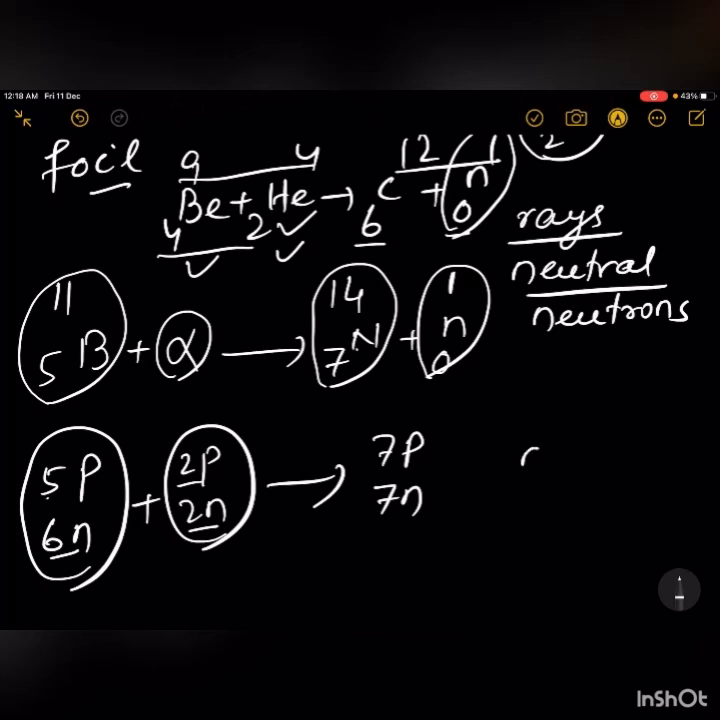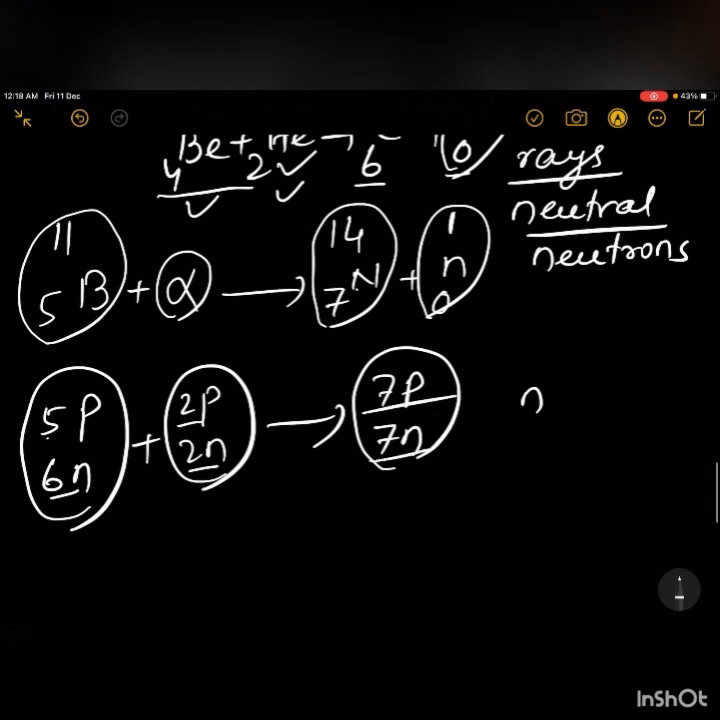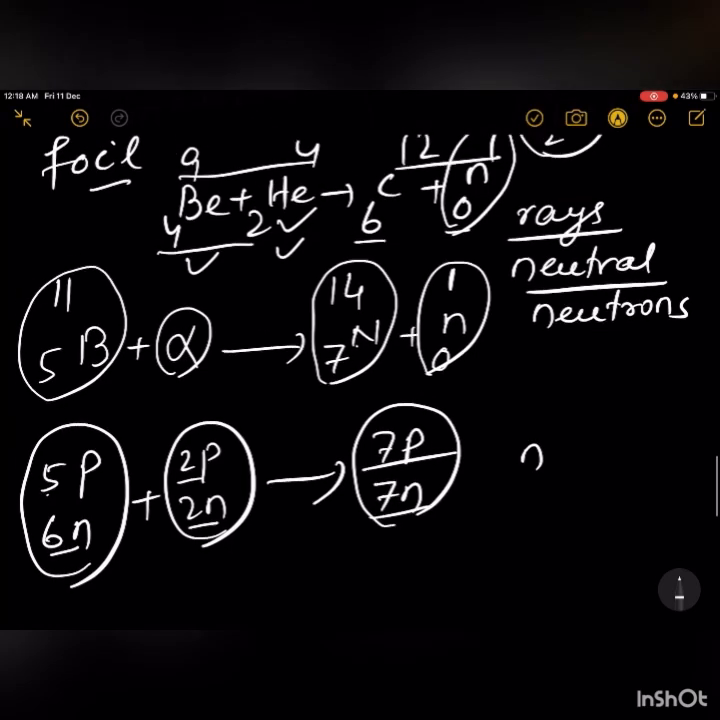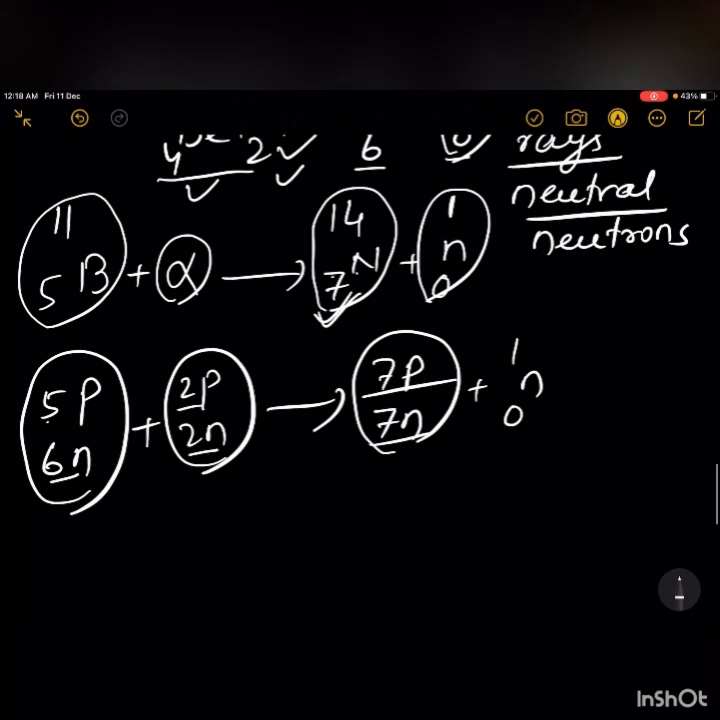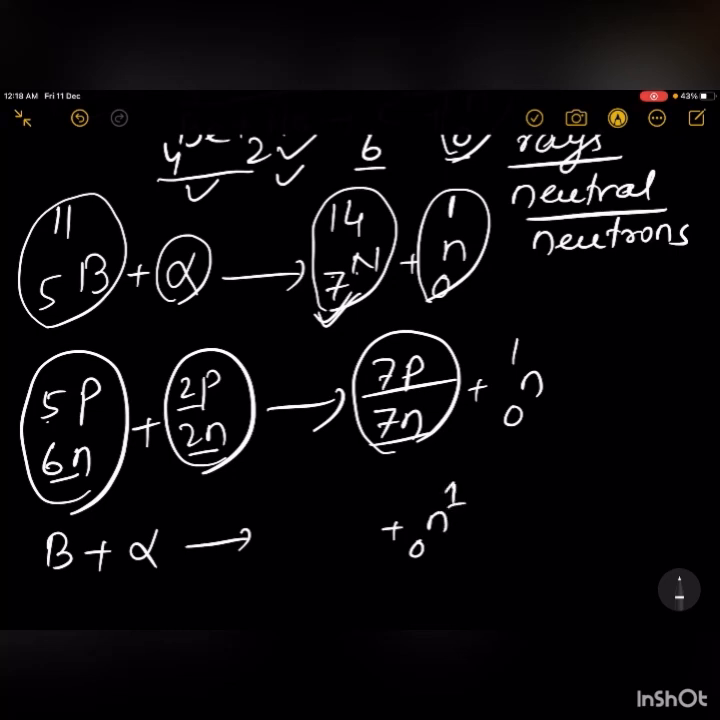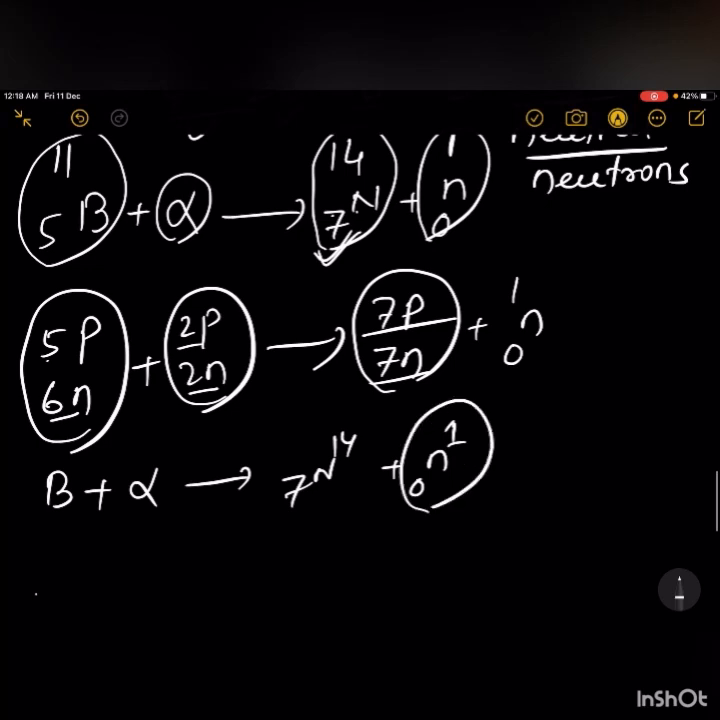The element having 7 protons and 7 neutrons is none other than 7N14, and a neutron is emitted, 0 and 1. Or you can say, when boron is bombarded with alpha particle, highly penetrating rays are emitted which consist of neutral particles known as neutrons.